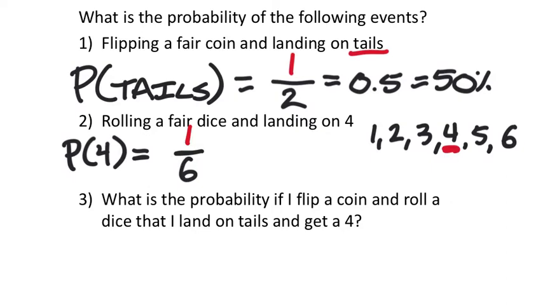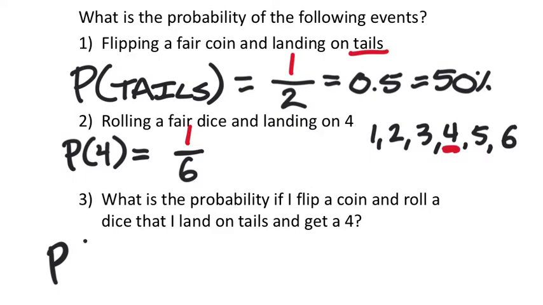Well then, what is the probability if I flip a coin and roll a dice that I land on tails and get a 4? Now what we're looking at here is a combination of the two that we just found, right? We want to know tails and get a 4 though in this case. So try the probability for this, which would be considered a compound probability.